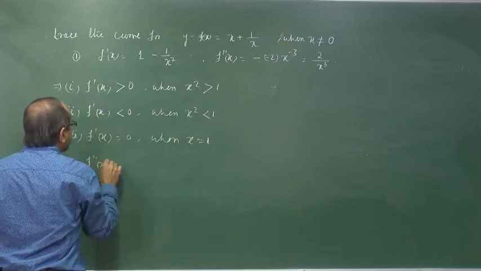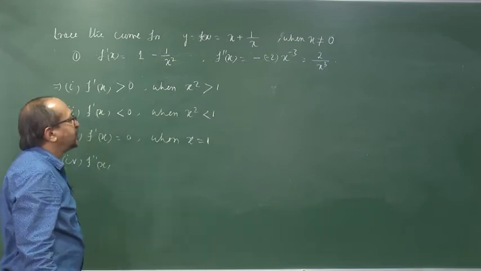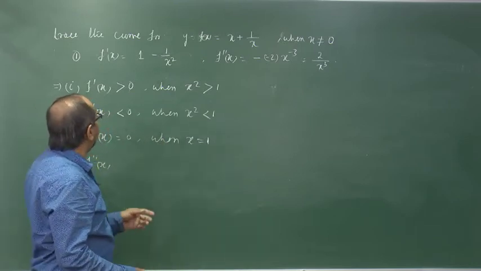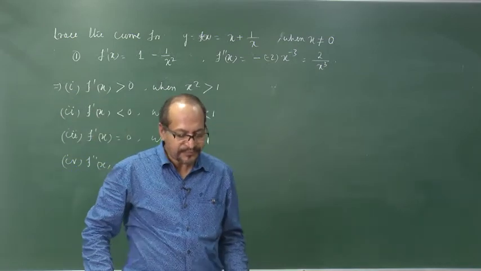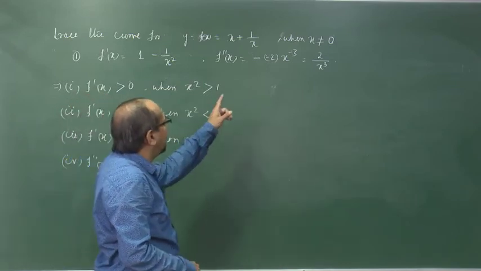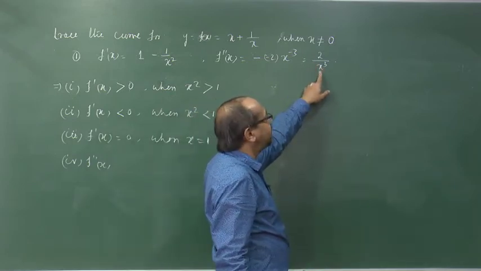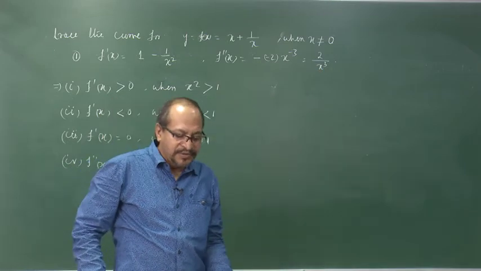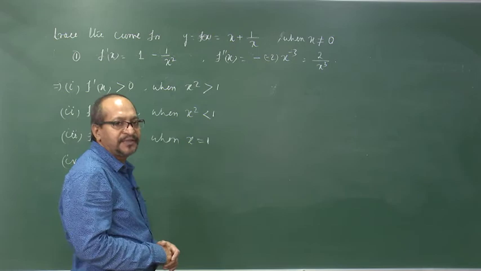f double dash x is 2 by x cube, right. So, when x is greater than 0, how is this changing? When x is greater than 0, it is positive, but when x is less than 0, it is negative. Therefore, for x greater than 0, the function is strictly increasing, and for x less than 0, the function is strictly decreasing.